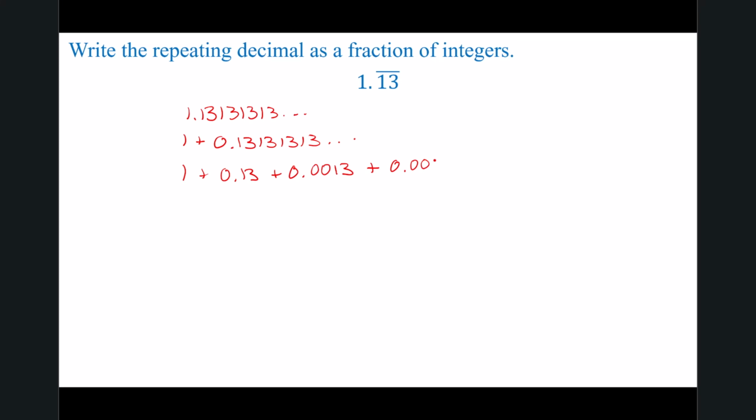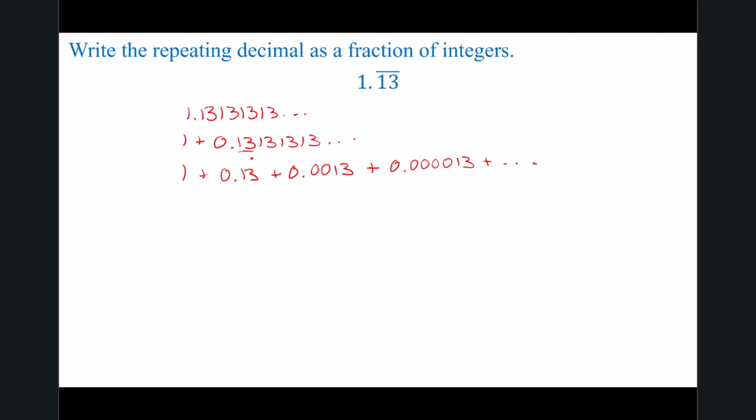Another use of a geometric series is to write a repeating decimal as a fraction of integers. So if I want to write 1.13 repeating as a fraction, here's how I can use an infinite geometric series to do that. Notice that 1.13 repeating, that is 1.13, etc. That 13 will keep repeating. I could write that as 1 plus 0.13, etc., which I could write as 1 plus 0.13 plus 0.0013 plus 0.000013, and I could keep using the same pattern.